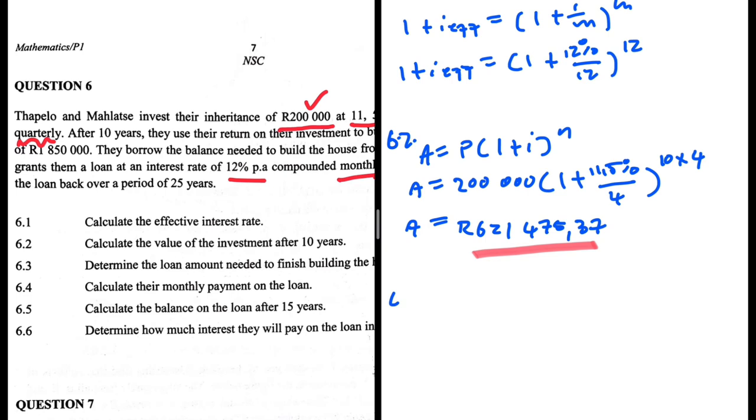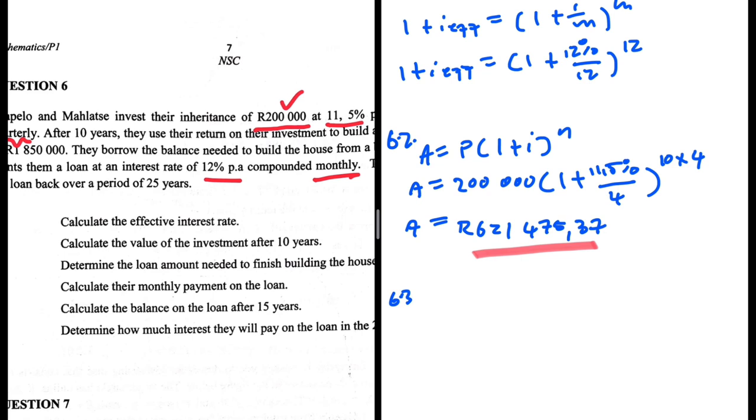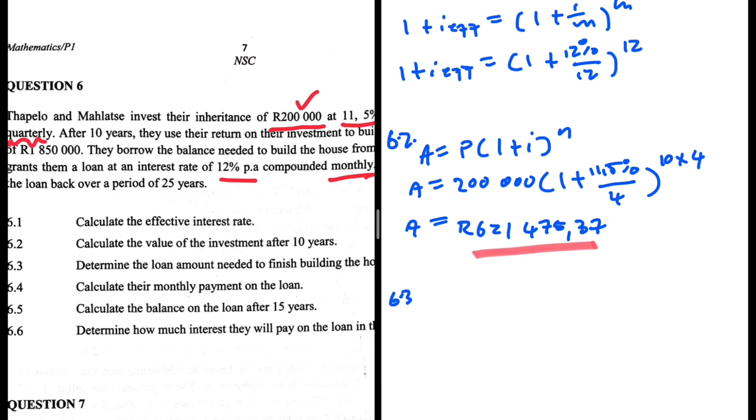And then 6.3, determine the loan amount needed to finish building the house. We know that the house costs 1.85 million, right? They only have 621,000 point something. So how much money are they actually going to need to finance in order to build the house? So the loan amount will be equal to the price of the house, essentially how much it's going to cost to build the house, minus the value of their savings.